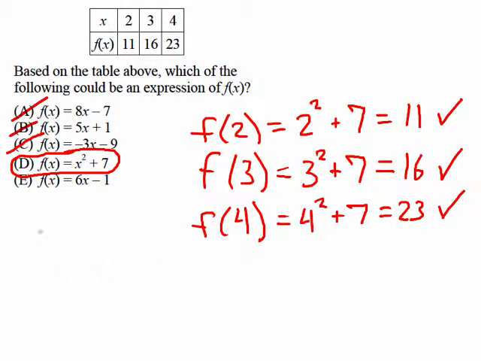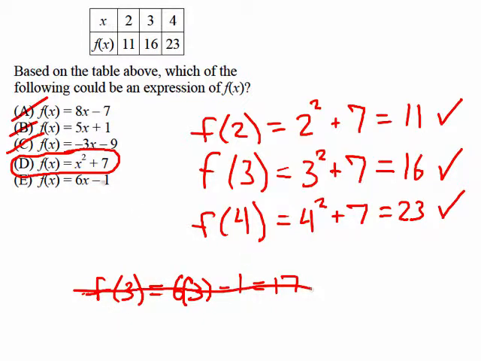E doesn't work because of f of 3. 6x minus 1, if that was the case, then f of 3 is 6 times 3 minus 1, which is going to be 18 minus 1, which is 17. That does not work. So E didn't work, just like we didn't expect it to, because D is the answer. All right.